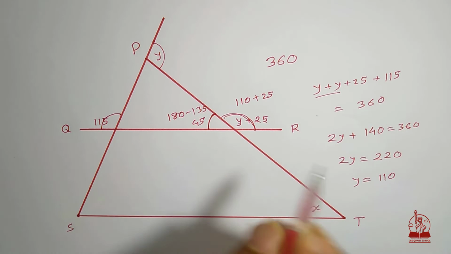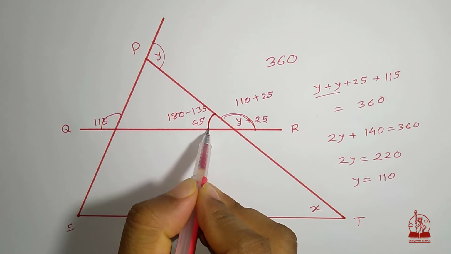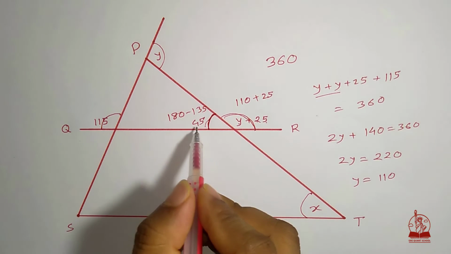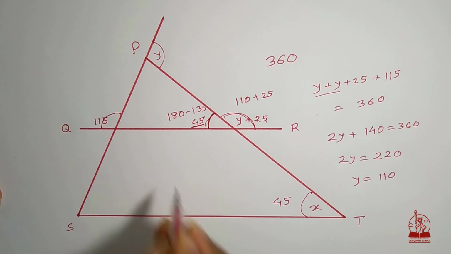And as QR and ST are parallel, the corresponding angle of this angle is X. So we can say X is also 45. So the answer is B.